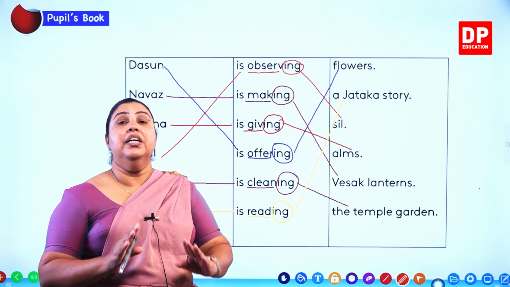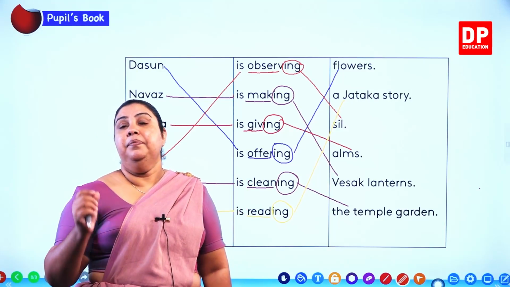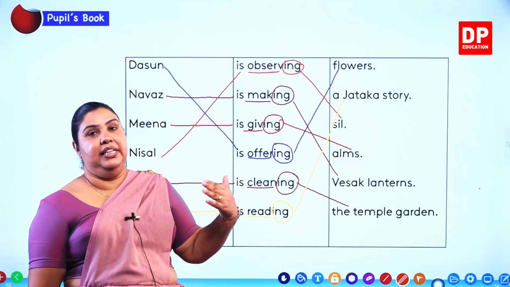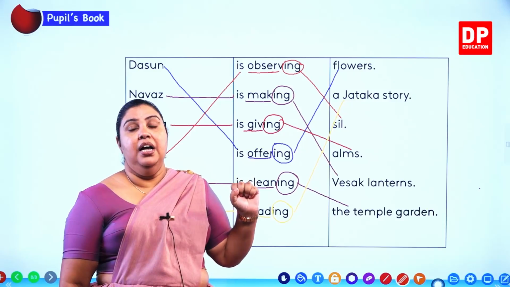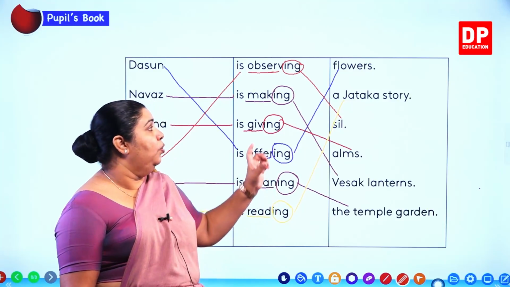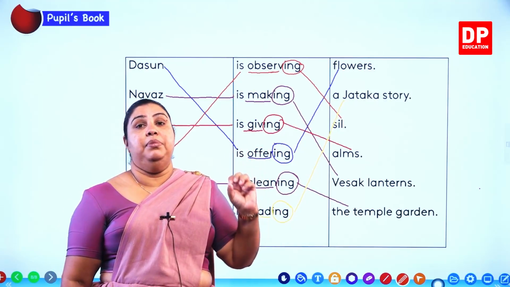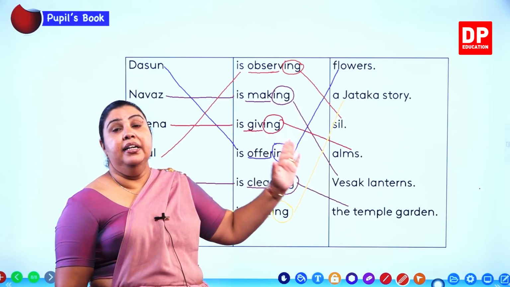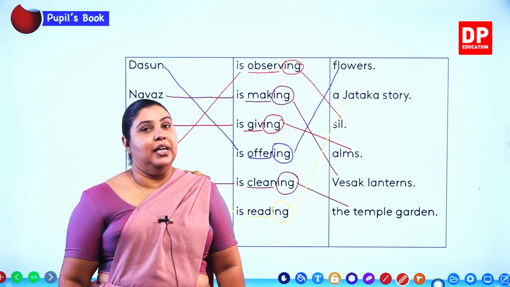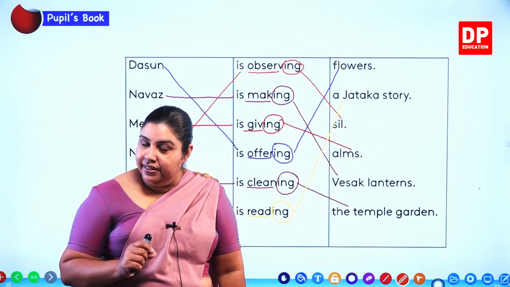So now we have come to the end of the lesson. You know what verbs are, you know how to use them using ing, and you know how to use it in a sentence, and you know the difference between the verbs and using it in the sentence. So I hope my little girls and boys in grade 4 are now familiar with using the verbs.